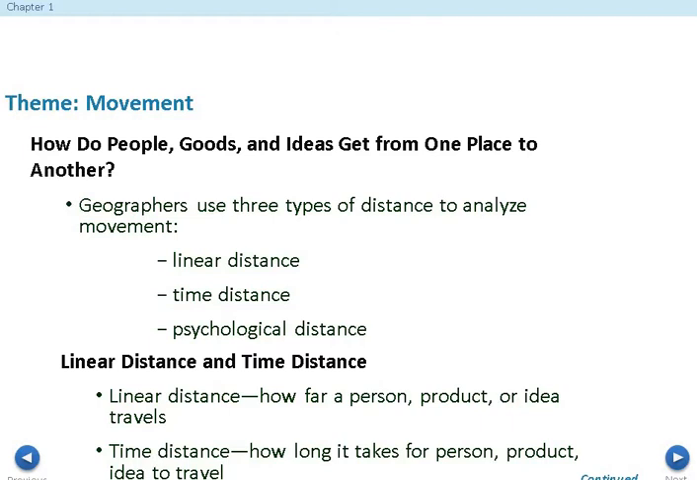We also have time distance, how long it takes for a person, product, or idea to travel. For example, if you really like lobster and you had to walk all the way to Boston, Massachusetts, you're probably not going to buy that. However, if you could fly there in a couple hours, now you're more than likely going to be able to buy that because the time changes. The actual distance between Omaha or Fremont, Nebraska and Boston, Massachusetts never changed. It was the time it took to get there that changed.